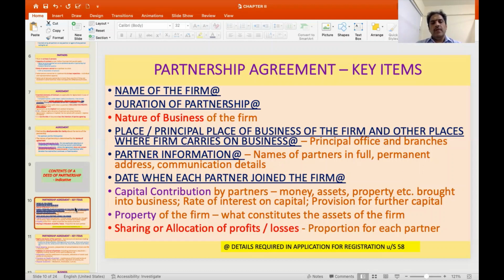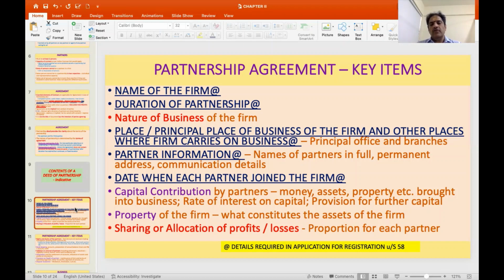Then the other items that could be there are the capital contribution by partners. What do they bring in terms of money, assets, property, etc. Then if someone is contributing an excessive amount compared to others, what is the rate of interest at which this additional capital is paid. Then provision for increasing of capital, etc., can also be indicated. Then what constitutes the property of the firm. So which of those things brought in by the partners will constitute the assets of the firm, because this is important at the time of dissolution and distribution, etc. Then creation of something more from these assets or utilizing them for the business also makes the treatment of them different. So from that point of view, you can bring in clarity in this regard.